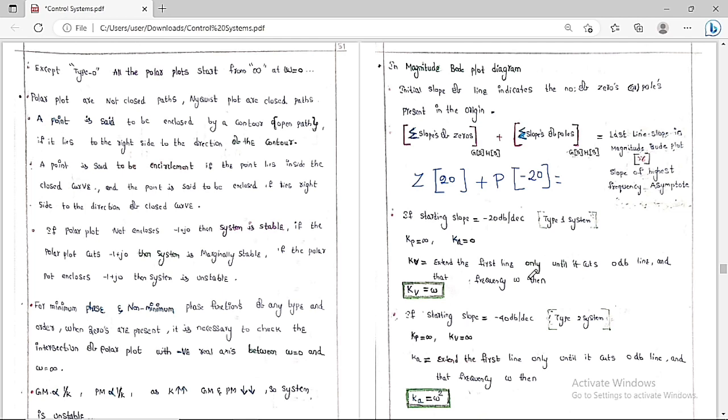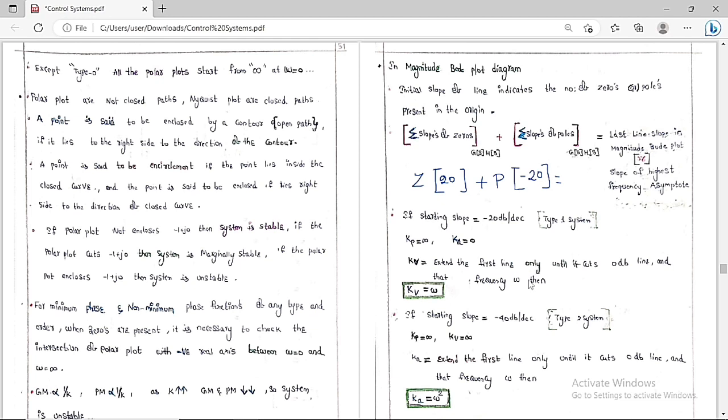So we can say if the starting slope is equal to minus 20 decibels per decade, there is one pole at the origin. It's a type 1 system. So for a type 1 system, Kp is equal to infinity and Ka is equal to 0, and Kv is obtained as above.